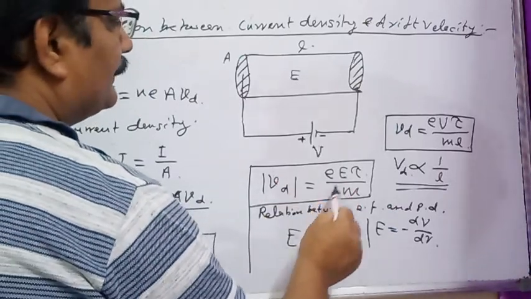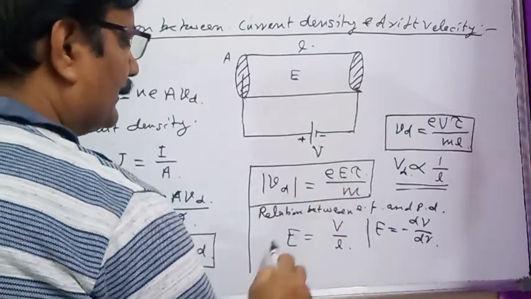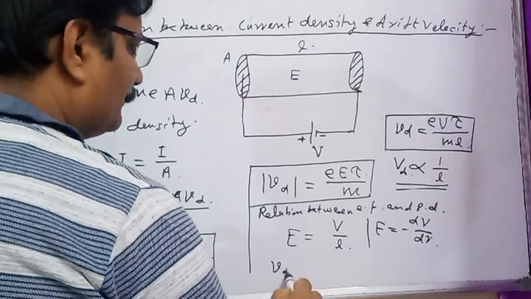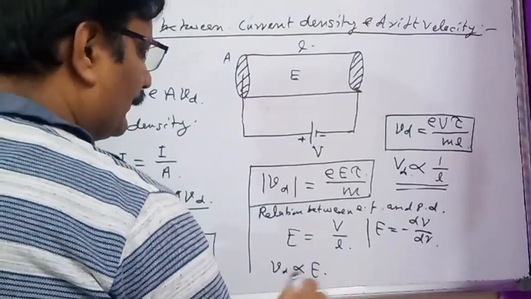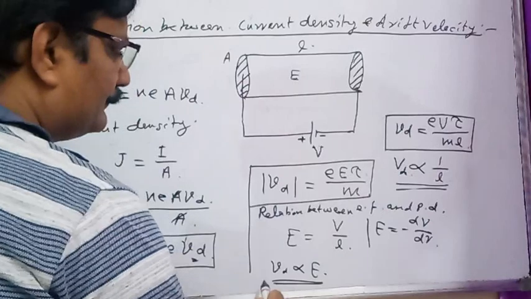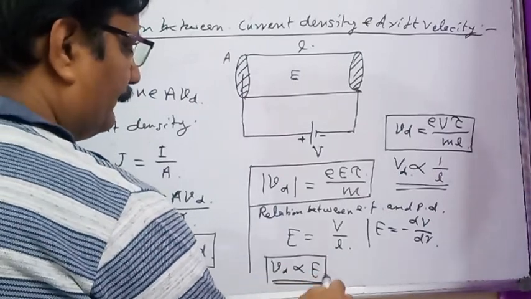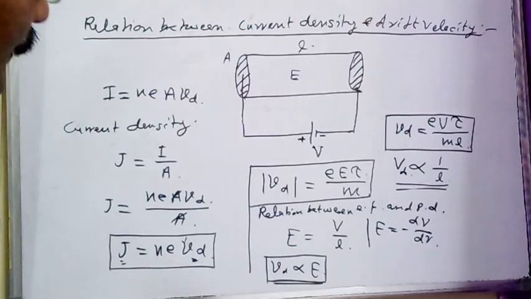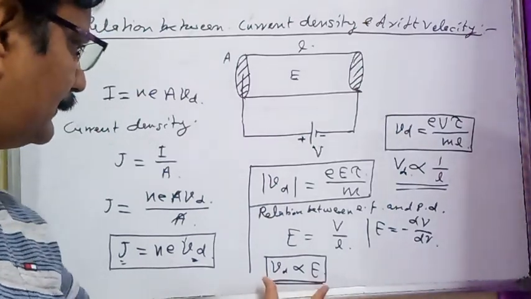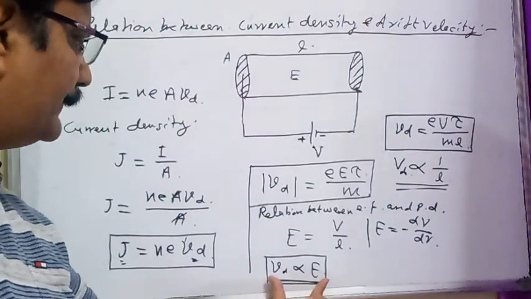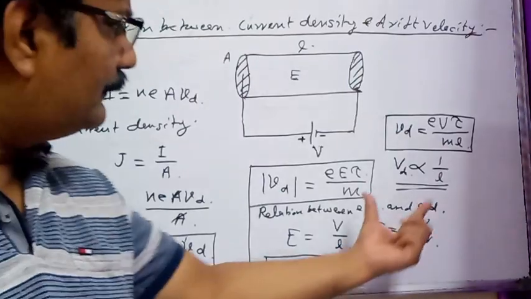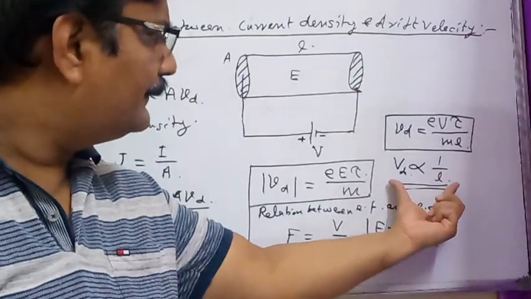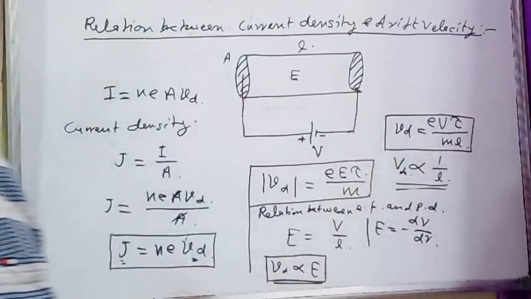If the value of the electric field is increased, then what is going to happen? Electric field is directly proportional to drift velocity. So with an increase in the electric field across the ends of the conductor, the drift velocity of free electrons in that conductor will increase. So there is a direct proportionality between electric field and the drift velocity, and an inverse proportionality between the length of the conductor and the electric field.